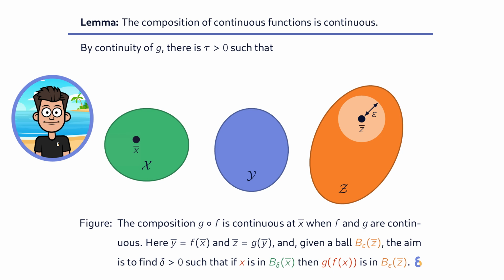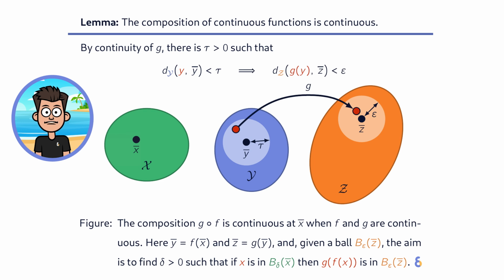Now, we can use our knowledge that f and g are continuous. First, since g is continuous, we know, by definition, that there is some positive number, which we can call tau, such that if a point y is in the ball of radius tau centered at y bar, then g of y is in the ball of radius epsilon about z bar. As before, here we show this mapping from y to g of y with red dots.